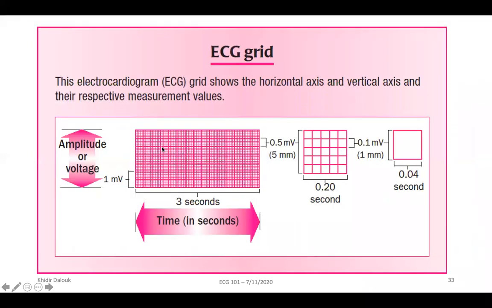And in this ECG grid here, you can see that the ECG is made up of large boxes and small boxes. The small box is 1 millimeter in terms of distance, or 0.1 millivolts. And in terms of time, it's 0.04 seconds or 40 milliseconds. As you know, 1 second is equal to 1000 milliseconds. So that gives you the 0.04. And each 5 of those small boxes make one large box. And one large box is 0.2 seconds and 5 millimeters and 0.5 millivolts.